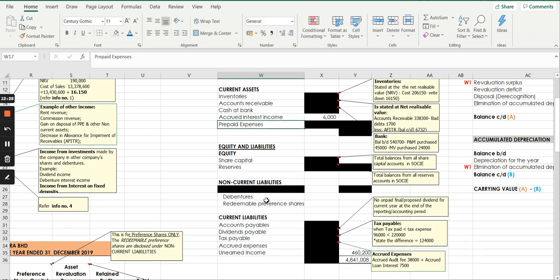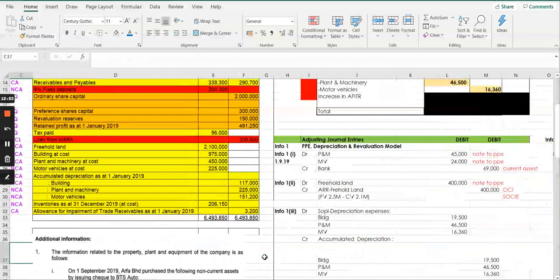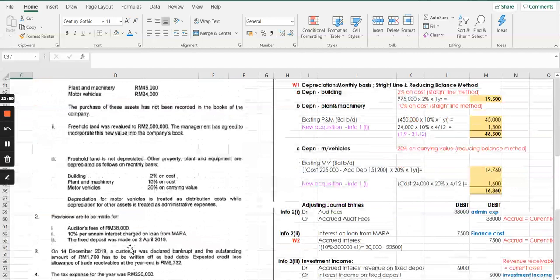6,000 from our journal entry, debit accrued interest income. Another one will be from our audit fees and interest on loan. Here you can see the workings that I put in my box here. That one will be 45,500, which is coming from 38,000 audit fees and loan interest, both are accrued expenses, right? Okay, next is to do the last few items.